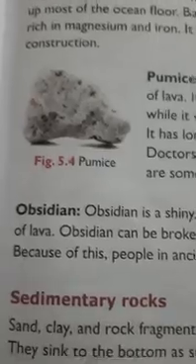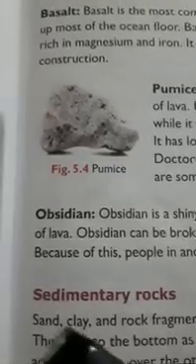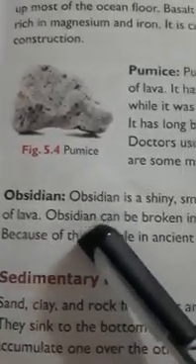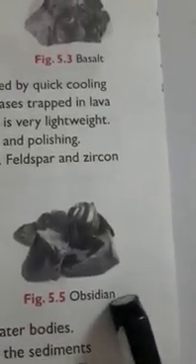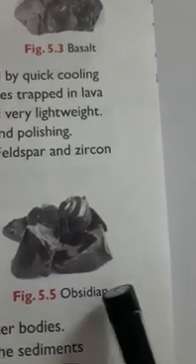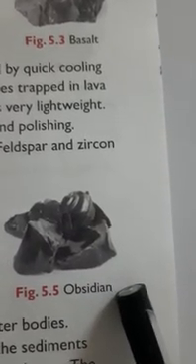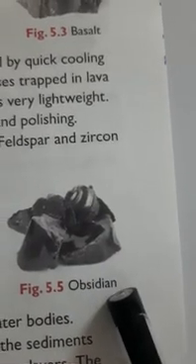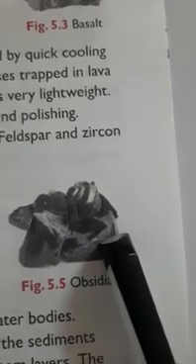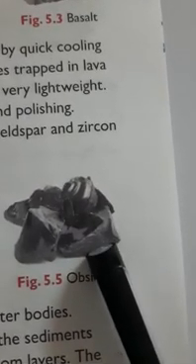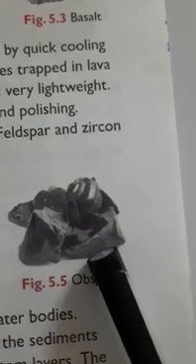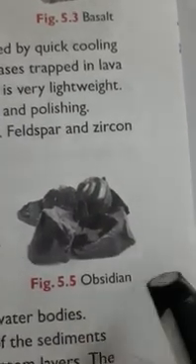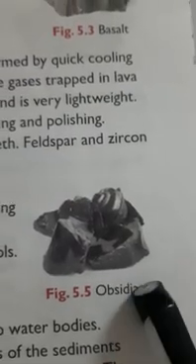Okay, next, the extrusive igneous rock example is obsidian. Obsidian is a shiny, beautiful-looking, smooth, black rock formed by cooling of lava. Obsidian can be broken into pieces with very sharp edges. Because of this, people in ancient times used it to make cutting tools. Early humans used to make tools from this obsidian stone.